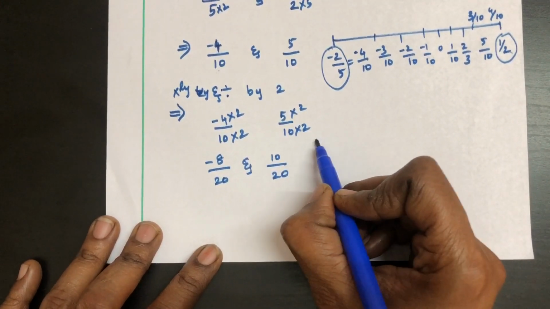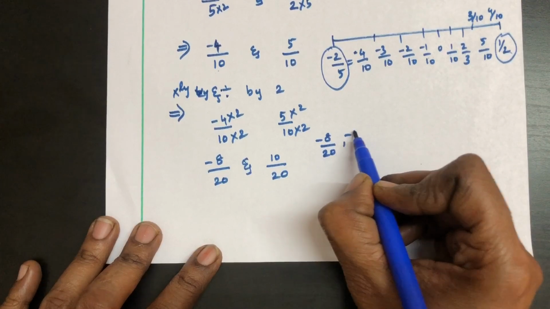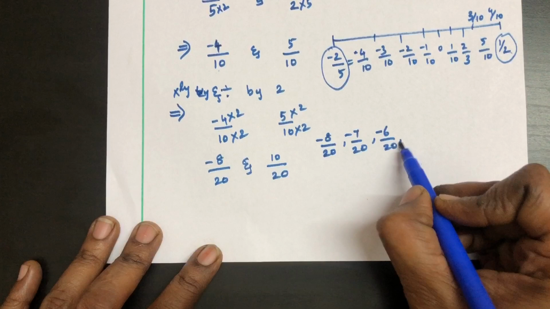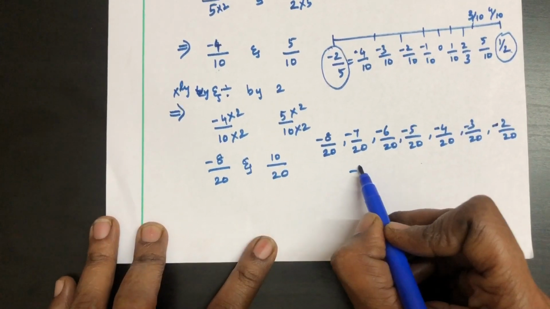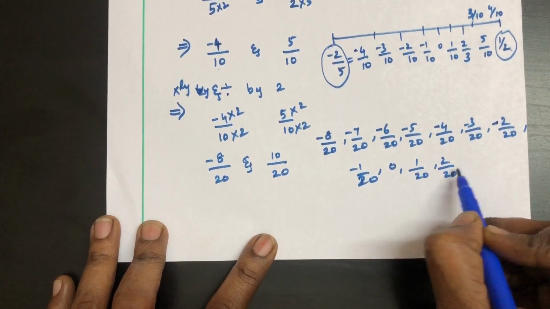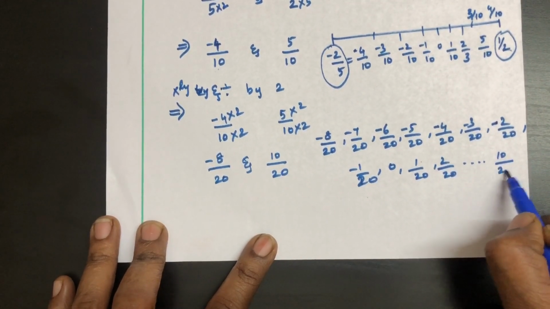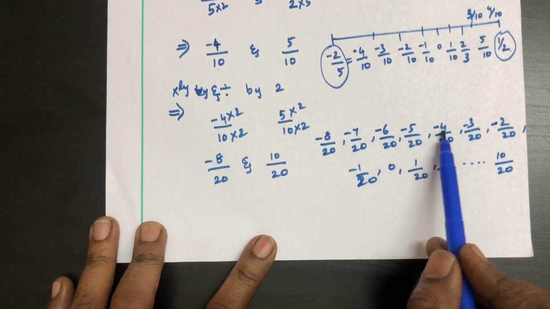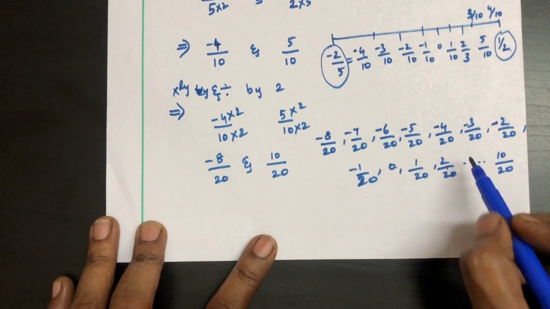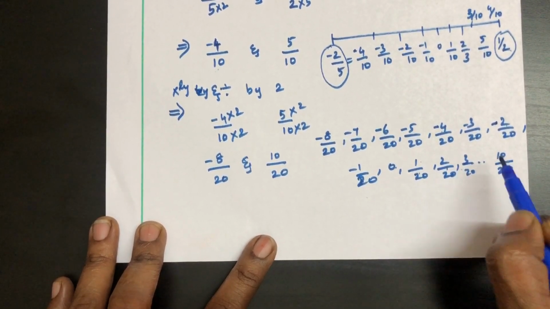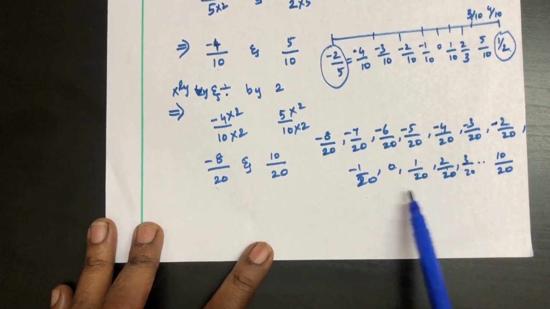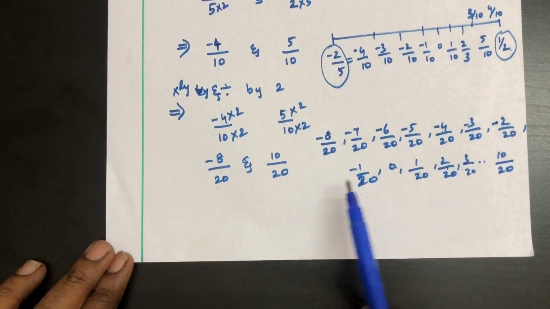Now from this minus 8 by 20, what will come? Minus 7 by 20 in between, minus 6 by 20. It will go like this, no? Minus 5 by 20, and so on, minus 1 by 20, 0, 1 by 20, 2 by 20 and so on, 10 by 20. See, if you count 1, 2, 3, 4, 5, 6, 7, 8, 9, 10: 10 rational numbers. After that also so many rational numbers, 3 by 20 and so on, will come. So using this method, we can find an enormous amount of rational numbers in between any two given rational numbers.